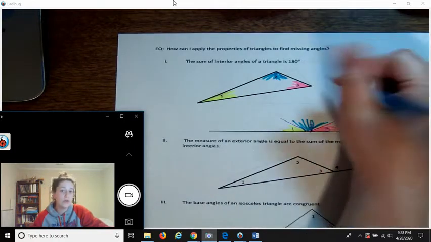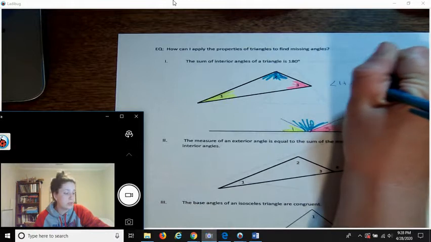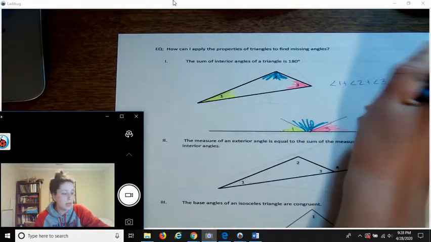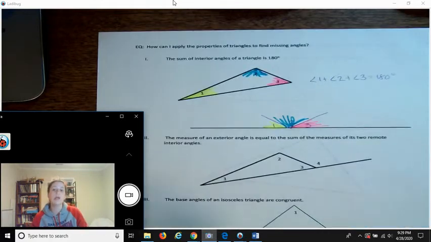So our first triangle angle property is that angle 1 plus angle 2 plus angle 3 all equal 180 degrees when I add them together. So that's the first triangle angle property. You should remember, all of you should know this. We've talked about this before we left school.